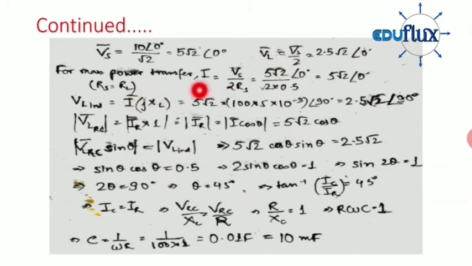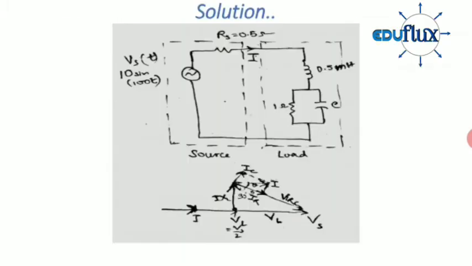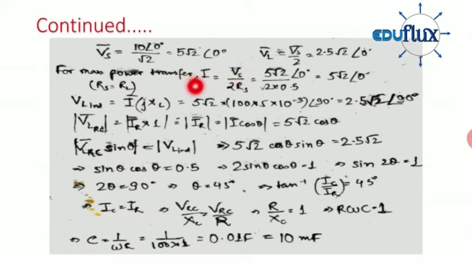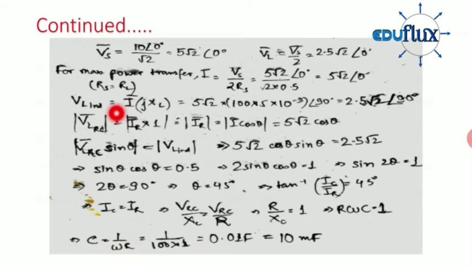For maximum power transfer, the condition will be RS equal to RL, source resistance equal to load resistance. So I will be Vs by 2 RS, so 5 root 2 by 2 into 0.5. RS is given as 0.5, here 0.5. So the value of I will be 5 root 2 angle 0. The voltage across this inductor, 0.5 millihenry, will be I times jXL, 90-degree leading the phasor I. So 5 root 2 into 100 into 5 into 10 to the power minus 3 angle 90-degree. So 2.5 root 2 angle 90-degree.